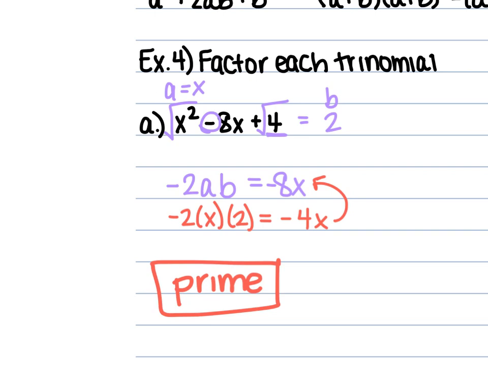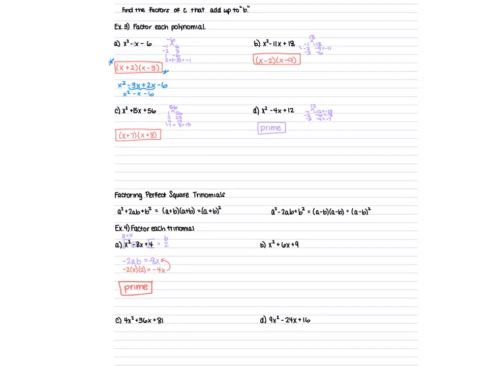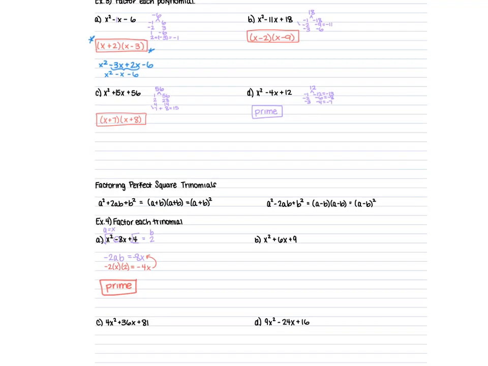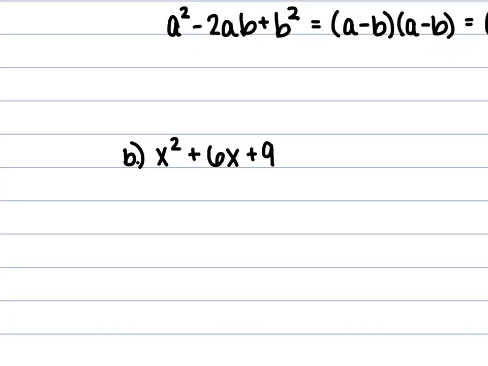You could factor these the same way that you did with the ones before this, where you find the factors of c that add up to be b. That's perfectly fine. If we look at b, though, we have x squared plus 6x plus 9. Take the square root of your a, which is x. Take the square root of your c, which is 3.